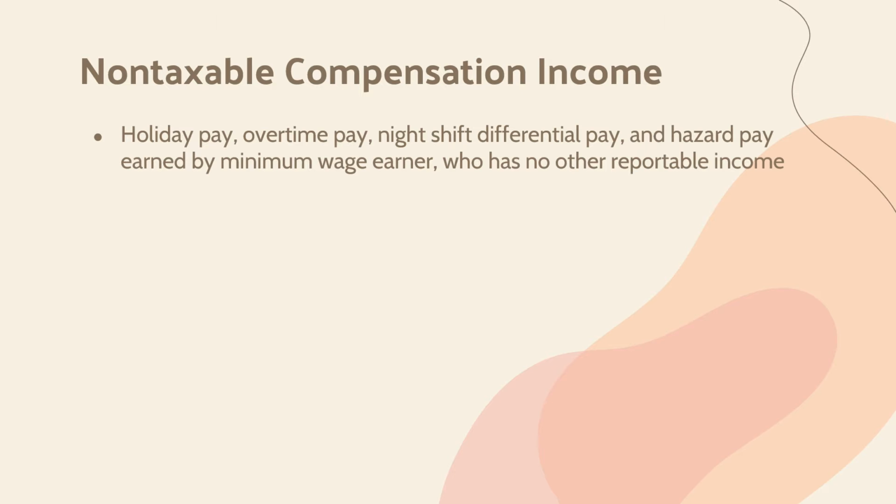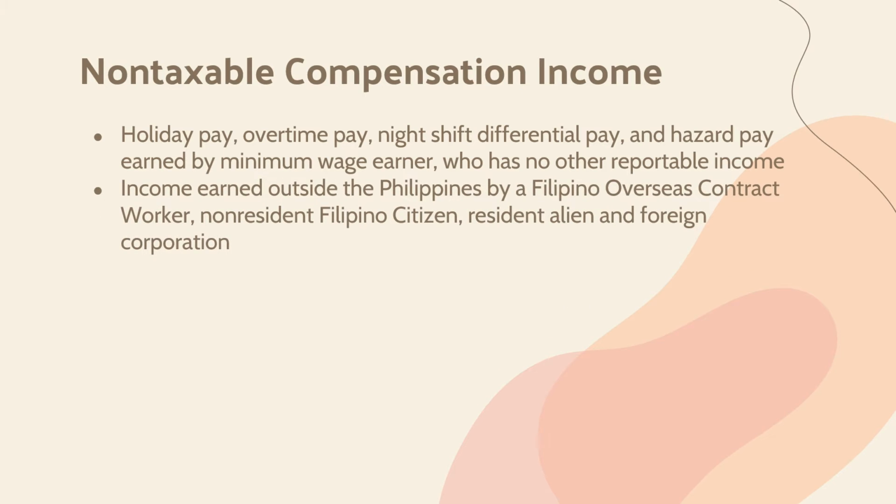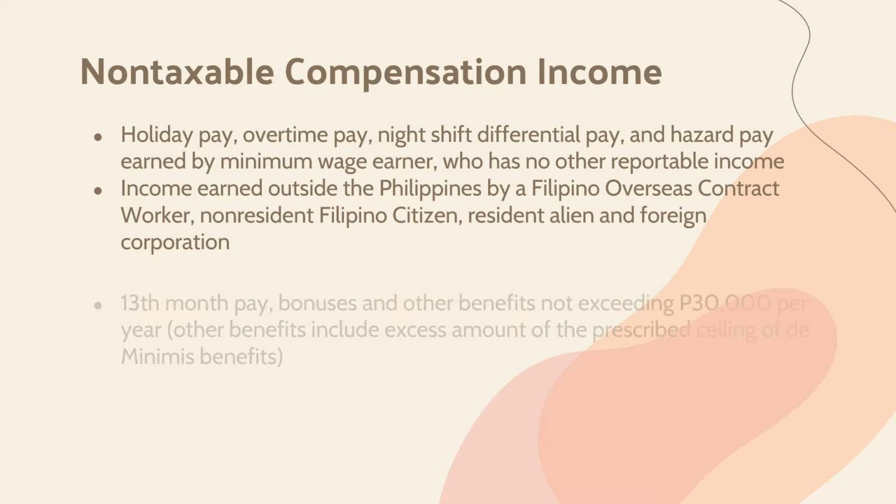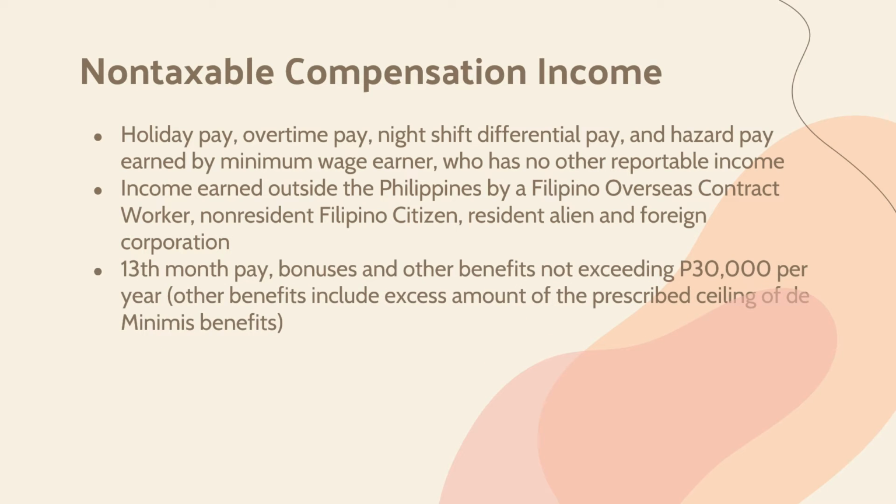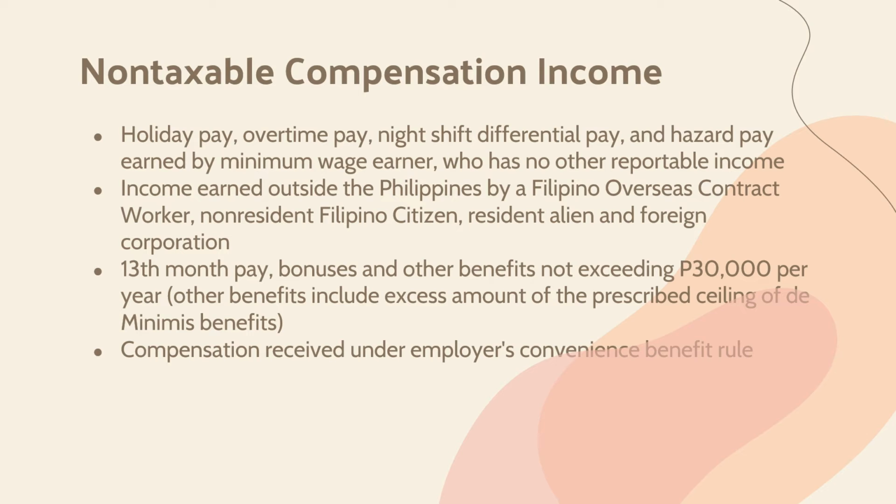Number 2, income earned outside the Philippines by Filipino overseas contract workers or OFWs, non-resident Filipino citizens, resident aliens, and foreign corporations. Number 3, 13th month pay, bonuses and other benefits not exceeding 30,000 per year, where other benefits include the excess amount of the prescribed ceiling of de minimis benefits. Number 4, compensation received under the employer's convenience benefit rule.